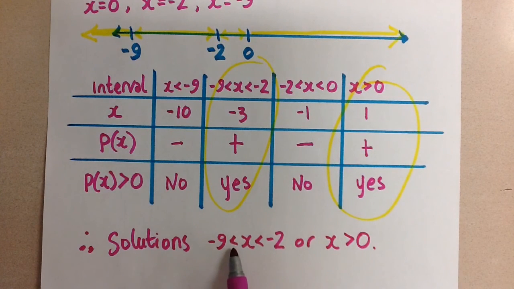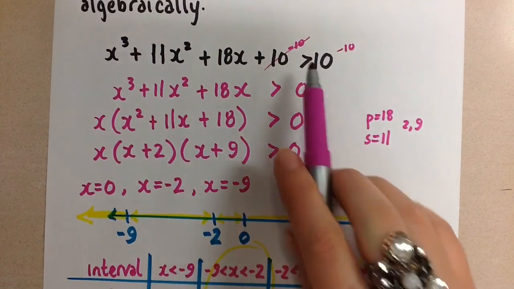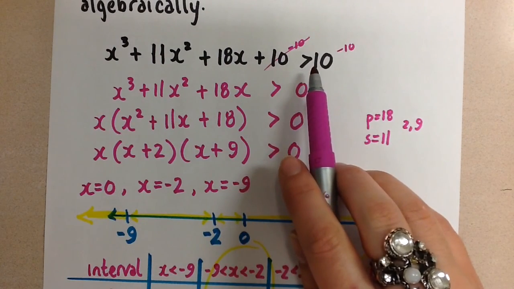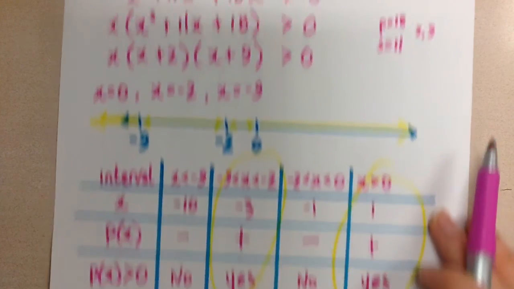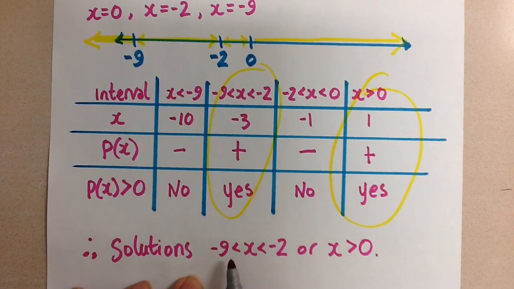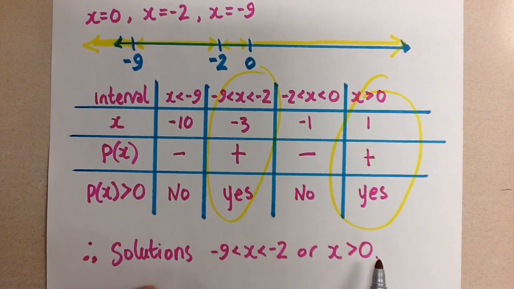We have inequality signs in these intervals. We do not have an equals on any of these because in the original question, the inequality sign did not have an equal on it. So if it were greater than or equal to, then our solutions would also need to have the equals because these zero values are what make the function equal to 0. So in this case, there are no equals on the interval solutions.